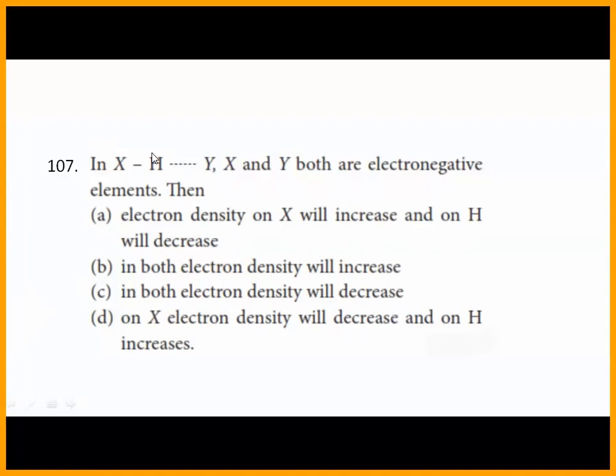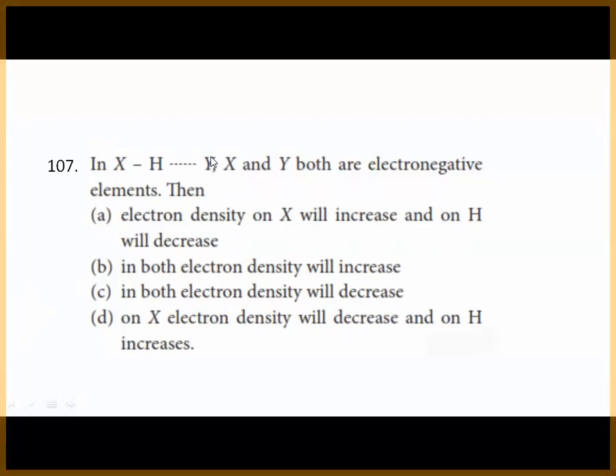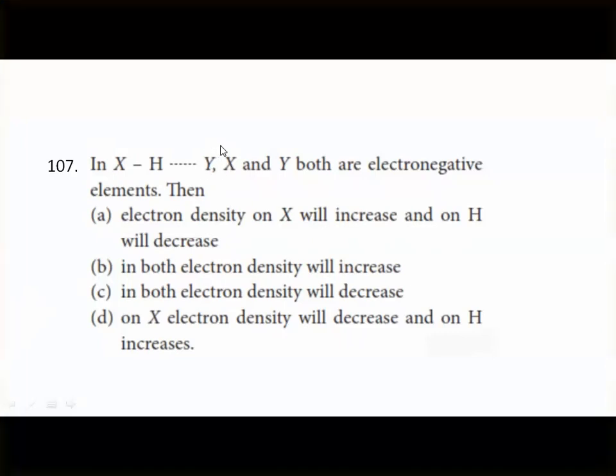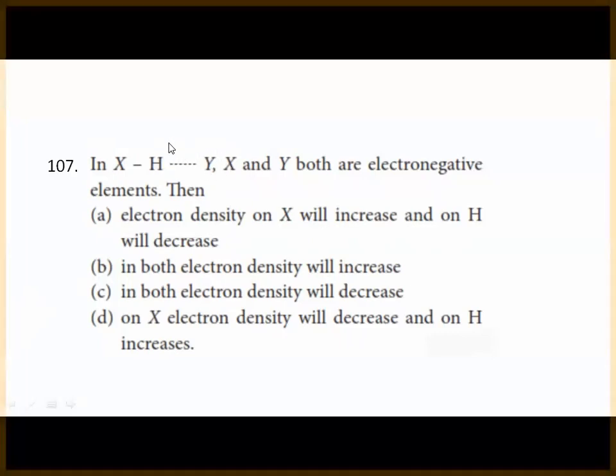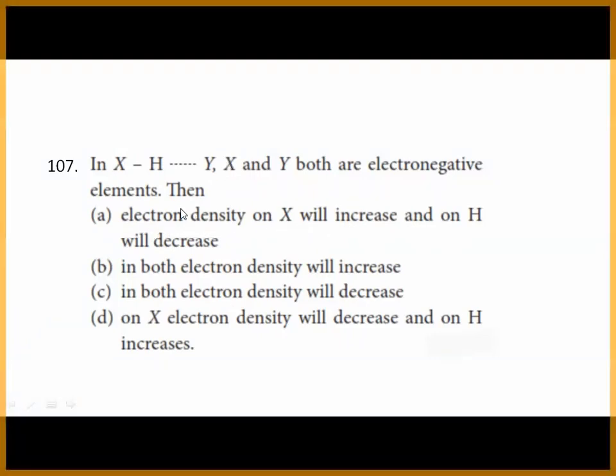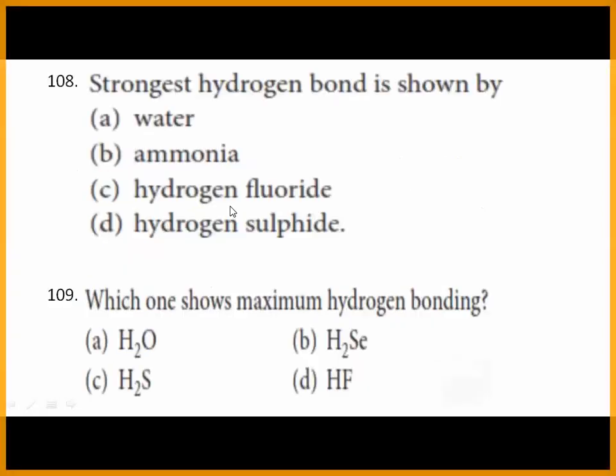See, this will have partial positive charge, this will have partial negative charge, and similarly in the other case. So what will happen? The electrons of covalent bonds are shifted towards the more electronegative atom. So X gets delta minus charge, and H will have partial positive charge. So which is the correct option? Electron density on X will increase and on H will decrease. Option A is the correct option.